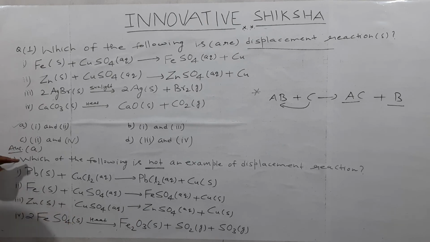So that is why the first, second and third are examples of displacement reaction and the remaining fourth is not an example of displacement reaction. Therefore the answer for question number 2 would be option number 4. Option 4 is the correct answer for question number 2.